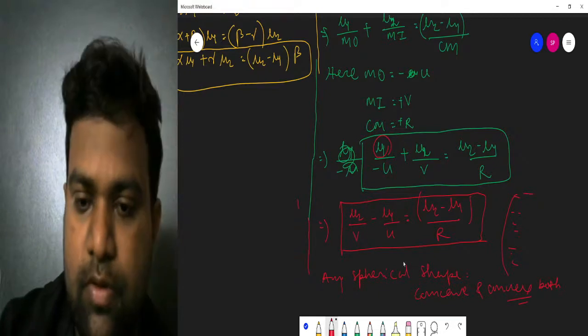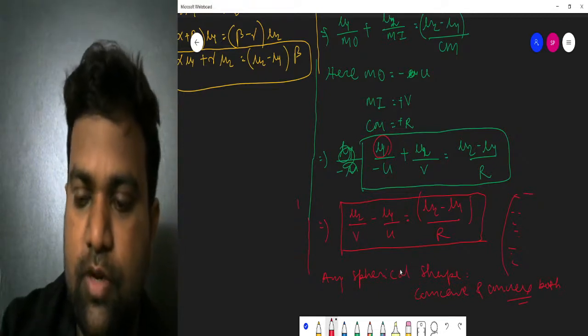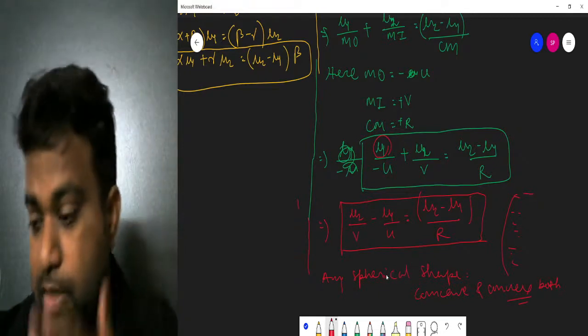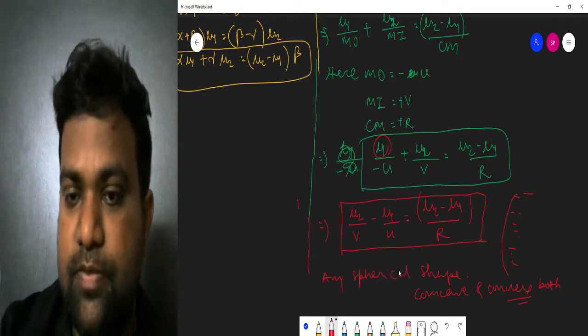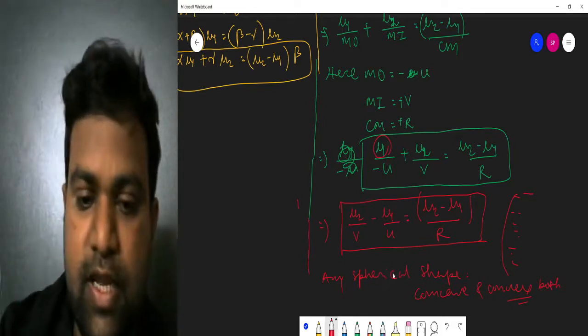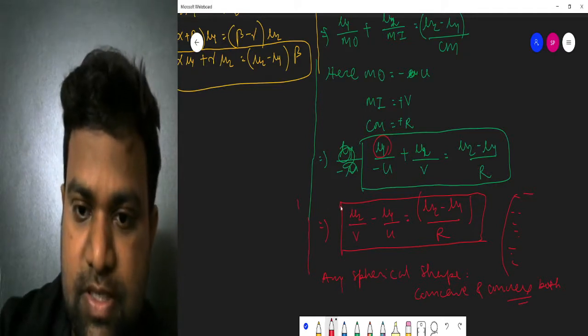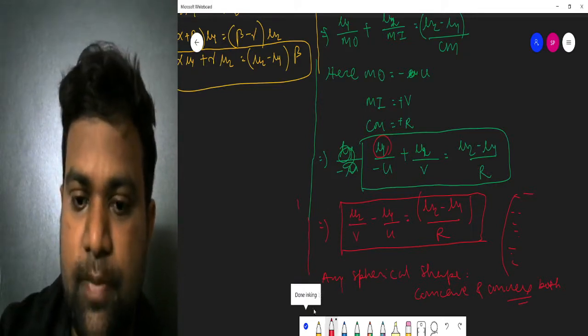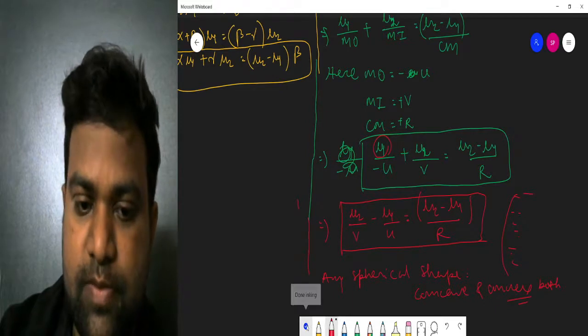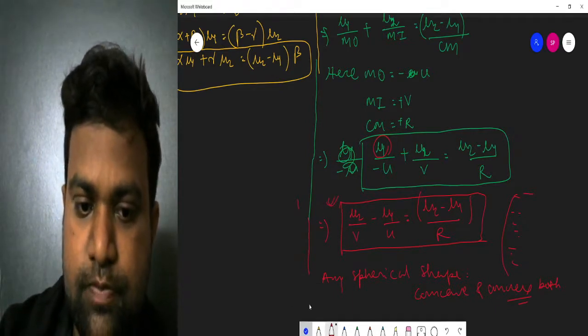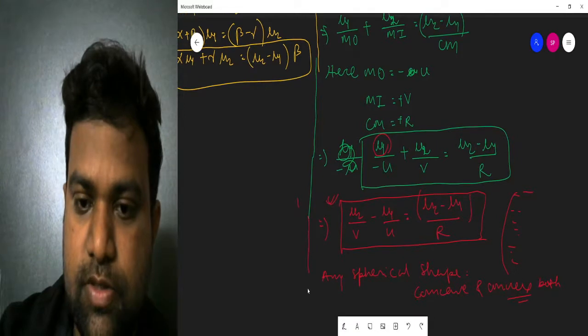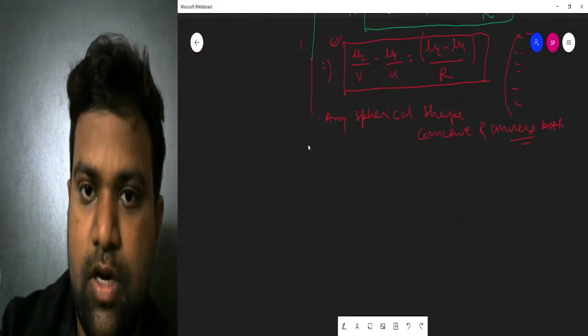Now a very important formula we will derive, that is the lens maker formula. Many times in the exams this question is asked, and from there we will discuss the thin lens formula. This result we will use in the lens maker formula, very important result. So now see how you will use this result.